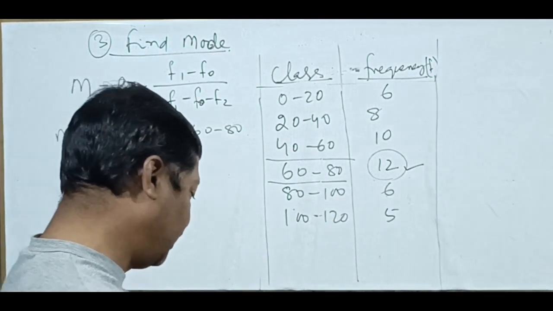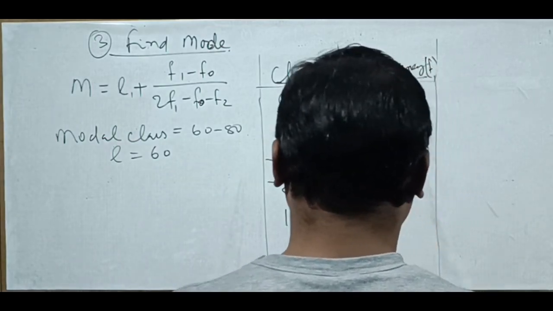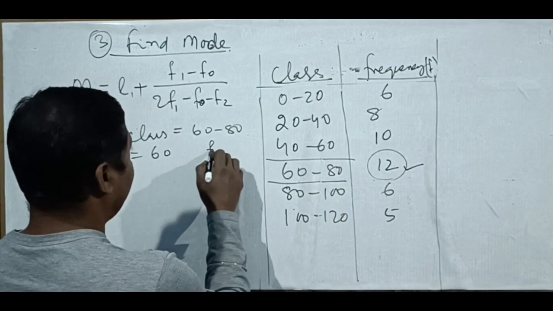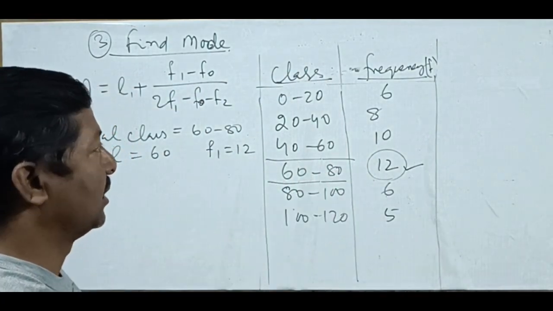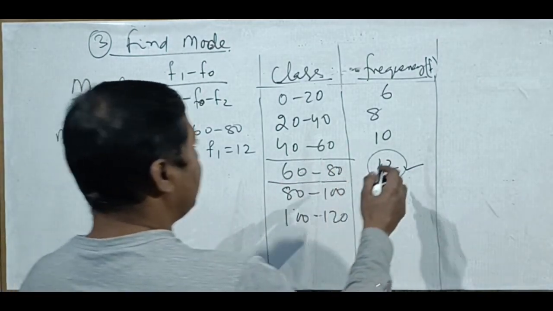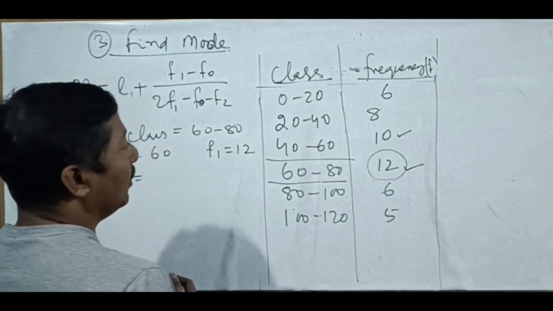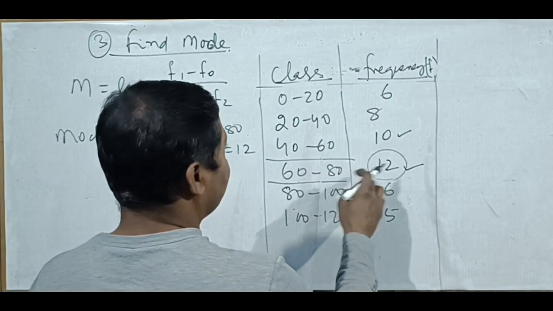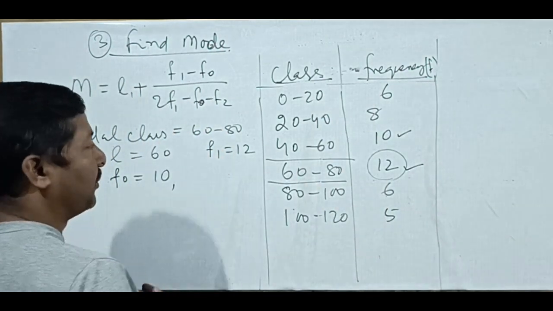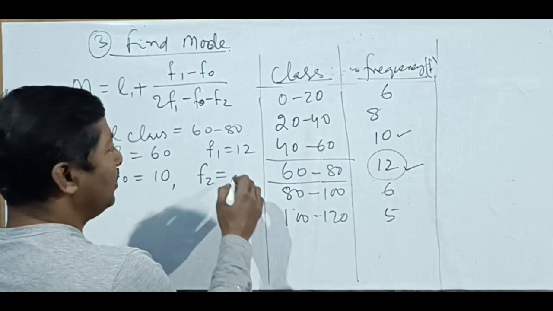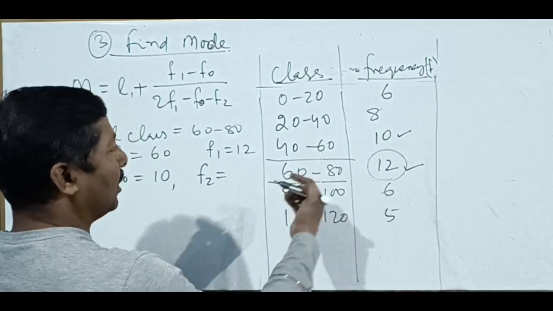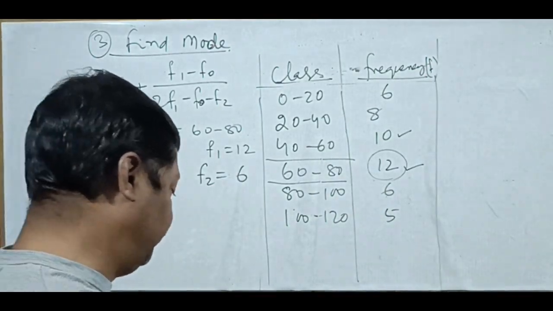Okay. Now what will be f1? This is f1. f1 will be the frequency of the modal class itself. What is f0? f0 is the frequency previous to the modal class. This is 10. Okay. What is f2? f2 is just the succeeding frequency. This is the preceding frequency and the succeeding frequency of the modal class. That is 6. Okay.